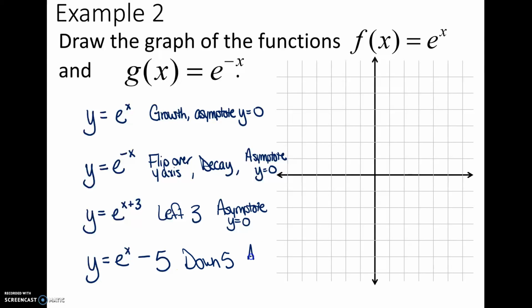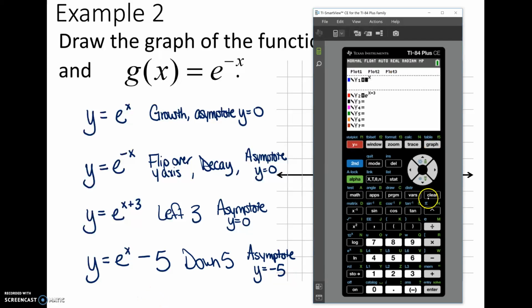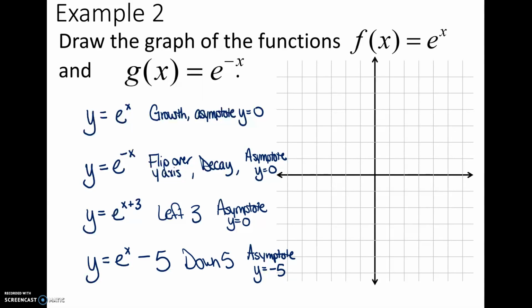Down 5. And that will move the asymptote to y equals -5. So if we want to take a quick minute to graph this, y equals, I'm just going to take the plus 3 off and stick a -5 on there. So there's the original blue one, and the red one has moved down 5, which also moves the asymptote down 5.